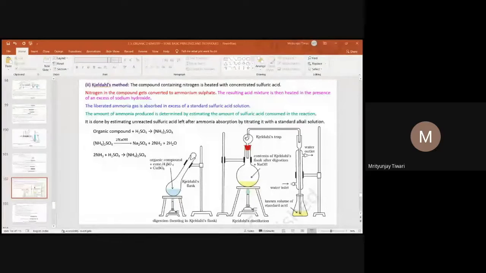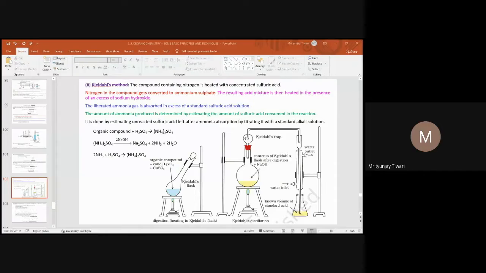So the reaction is again just written here. Organic compound plus H2SO4 gives ammonium sulfate. Ammonium sulfate when reacted with NaOH will form ammonia. Ammonia when reacted with H2SO4, the second H2SO4 taken here, will form ammonium sulfate.